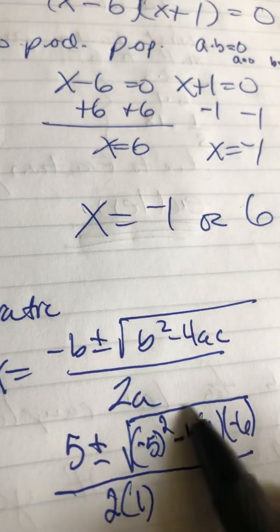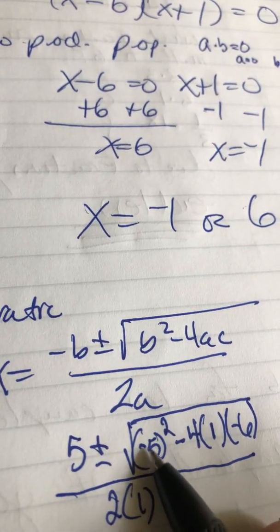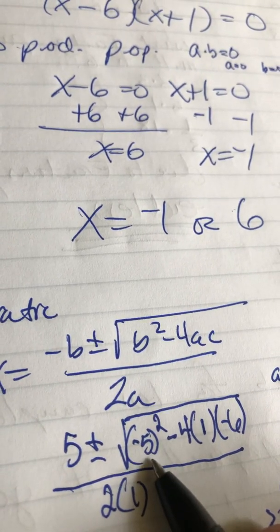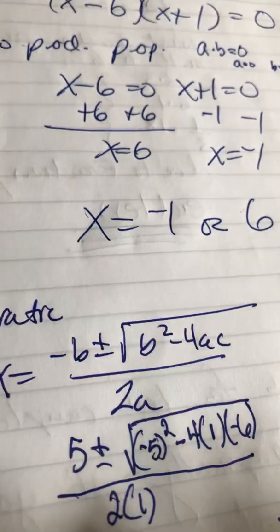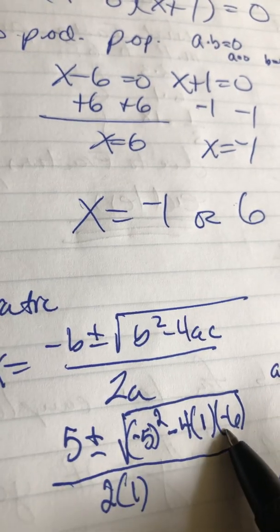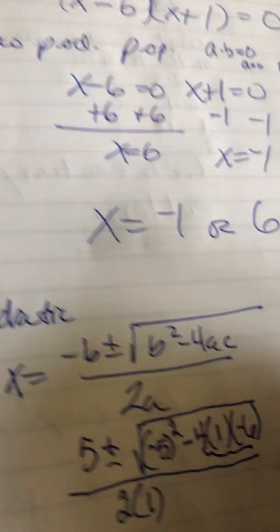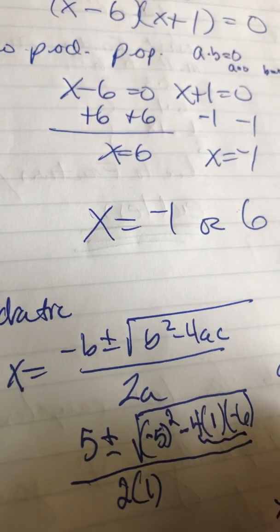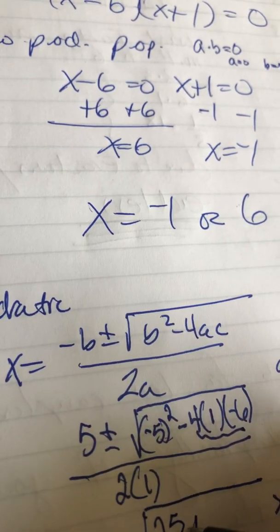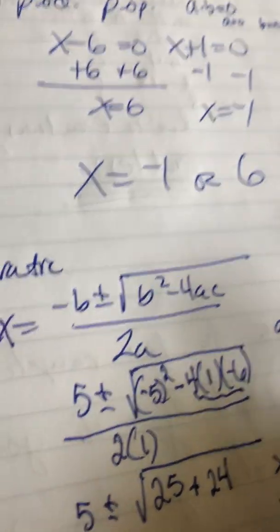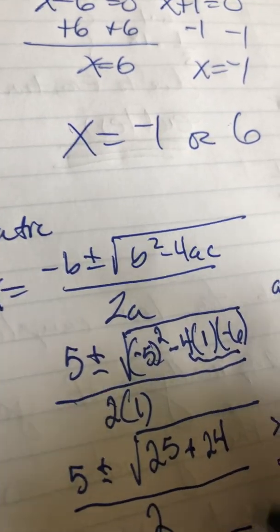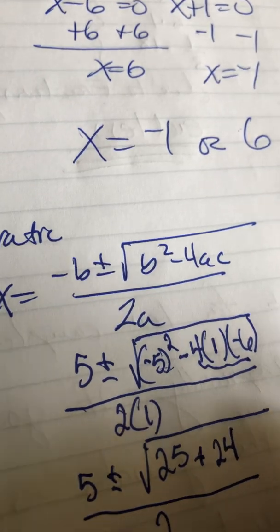Now, this is our discriminant. It is negative 5, that quantity squared. Okay, you must put the parentheses on there in order for it to operate right when you're working with your calculator. So negative 5 squared minus 4 times 1 times negative 6. So you're going to get this expression done. We have 5 plus or minus, and we're going to deal with this bit. So we have 25 plus 24 over 2. So that is 5 plus or minus the square root of 49 over 2.